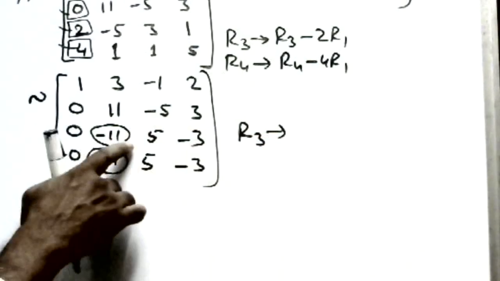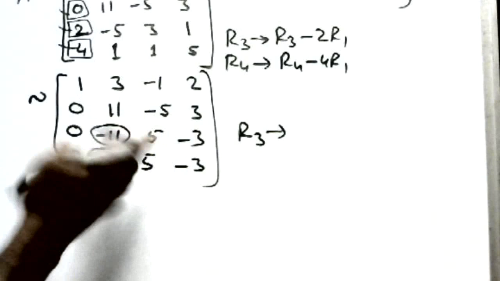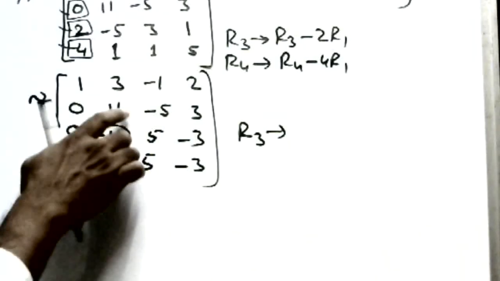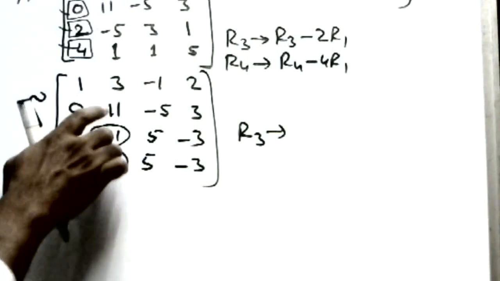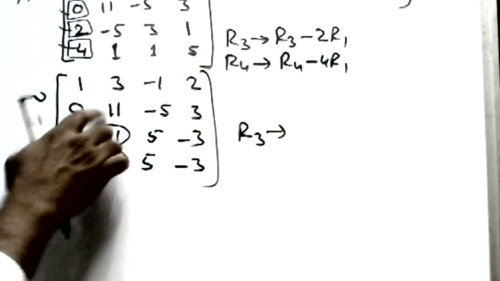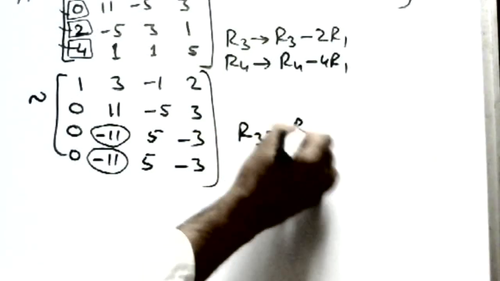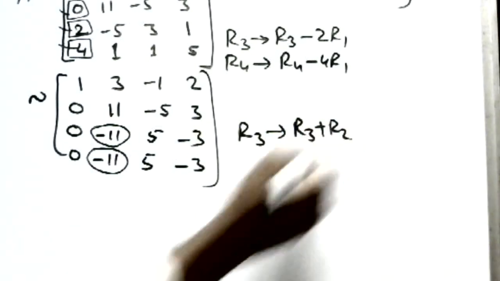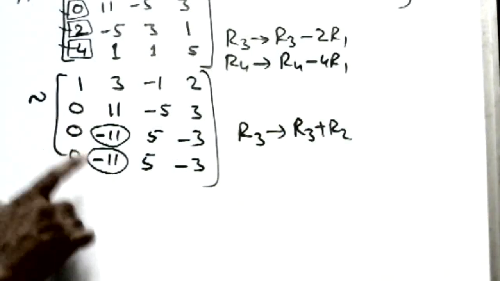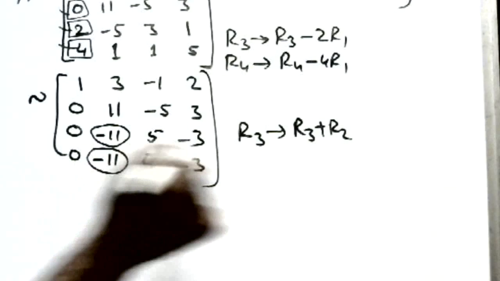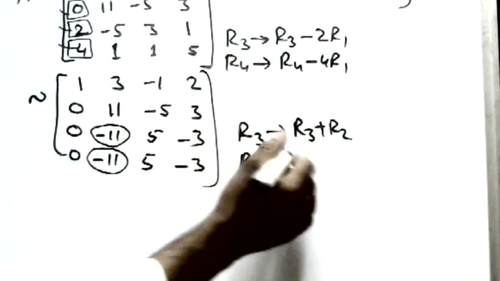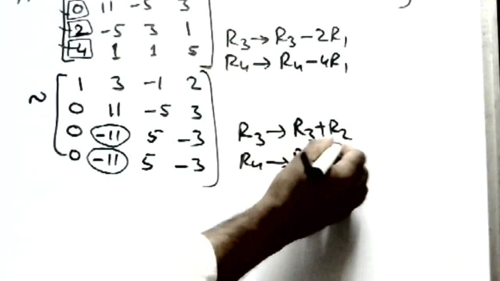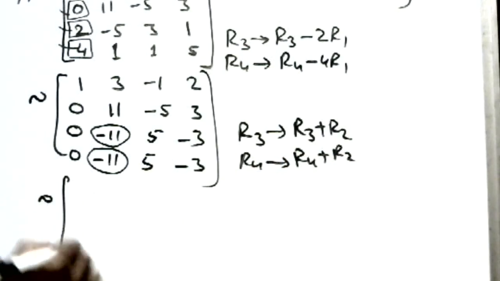Now see here, I'm writing here. R3, let me make this 0. Very easy. Minus 11 plus 11 will be 0. So R3 will be R3 plus R2. Don't write minus. If you write minus, minus 11 minus 11 will be minus 22. If this is minus, this should be plus. So R3 implies R3 plus R2. In the same way here also, R4 implies the same step: R4 plus R2.